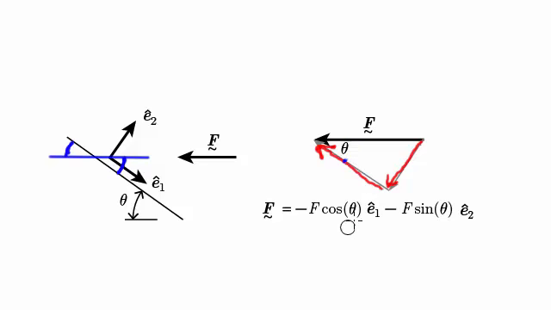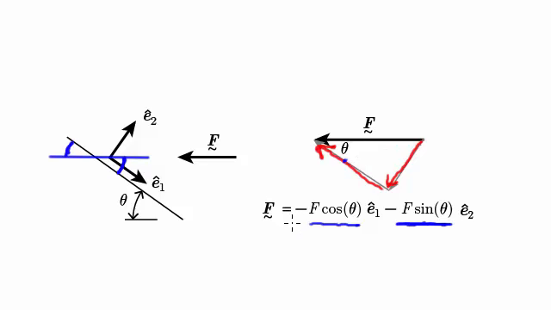So therefore, since the e hat 1 component, this is the component parallel to the e hat 1 direction, it has magnitude f cosine theta because it's the side adjacent to the angle. And then the other side, the one in the e hat 2 direction, is f sine theta because it's the opposite. It's on the opposite side of the angle.